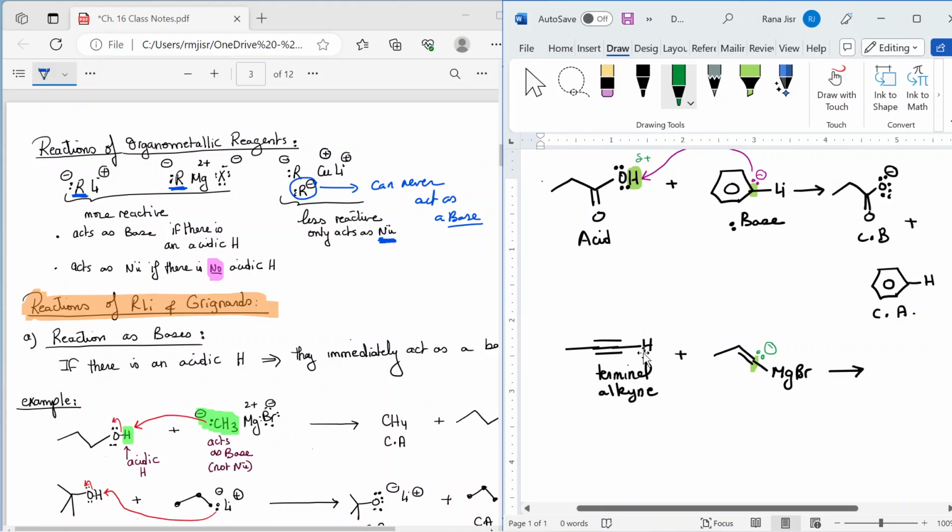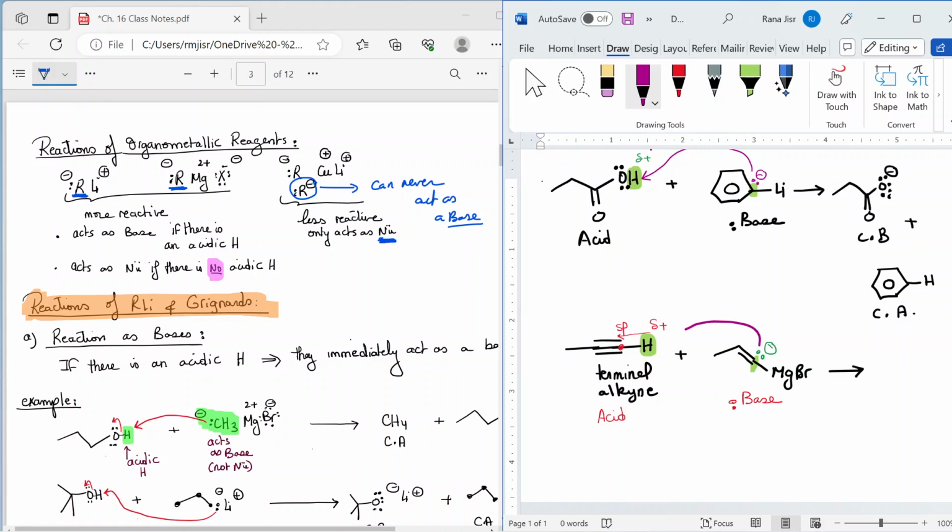Again, look at your reactant and see if you have any acidic hydrogen. Then the acid-base reaction is going to be favored in this case over the nucleophile reaction. Now this is going to act as a base from the lone pair, and this is going to be the acid. I know it's an acid because it's a terminal alkyne and the hydrogen is connected to an sp carbon, so it's acidic enough for the base to come and take it. So the reaction is going to happen as such.